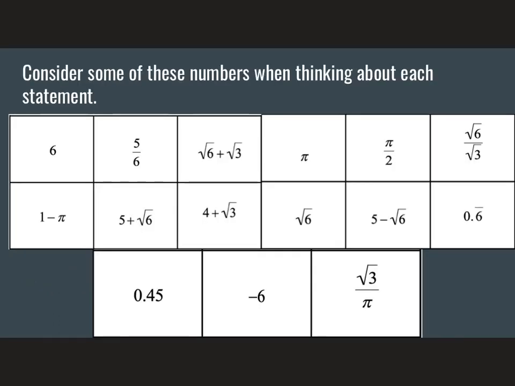So, consider some of these numbers when you're thinking about each of the statements. I just want to give you some numbers to consider so that you can try them out and decide whether you think it's always, sometimes, or never true. Let's look at these. I want you to consider using some of these numbers when you're thinking about the statements. I've asked you to try it out with different numbers, so I gave you some different numbers and expressions to use that I want you to consider as you're doing this.